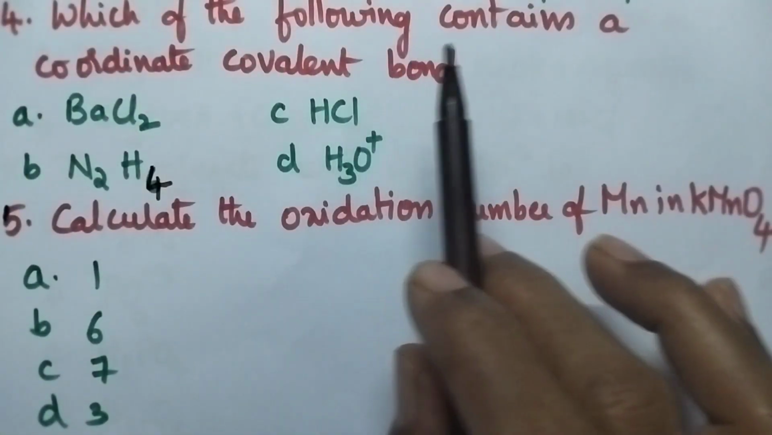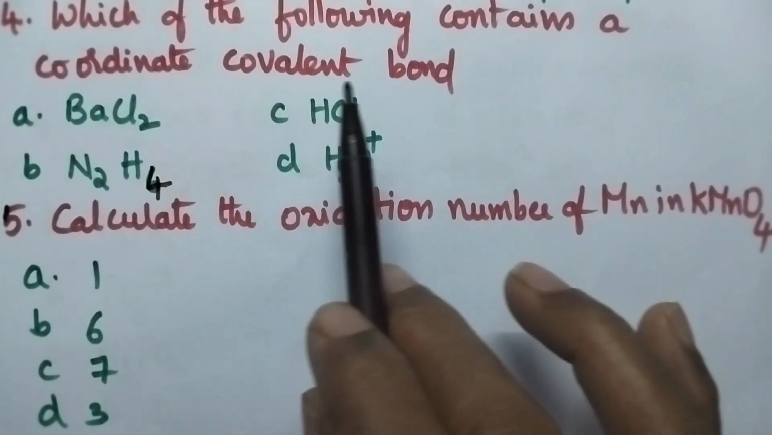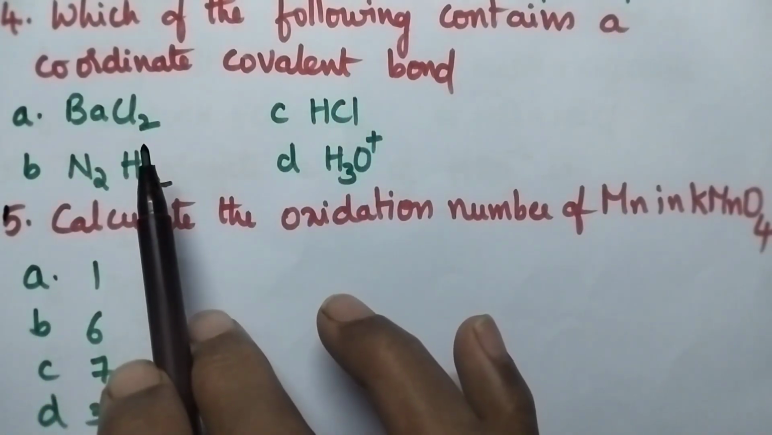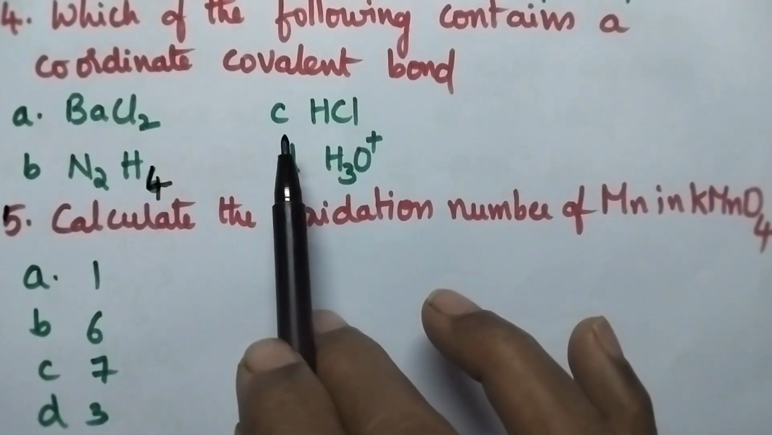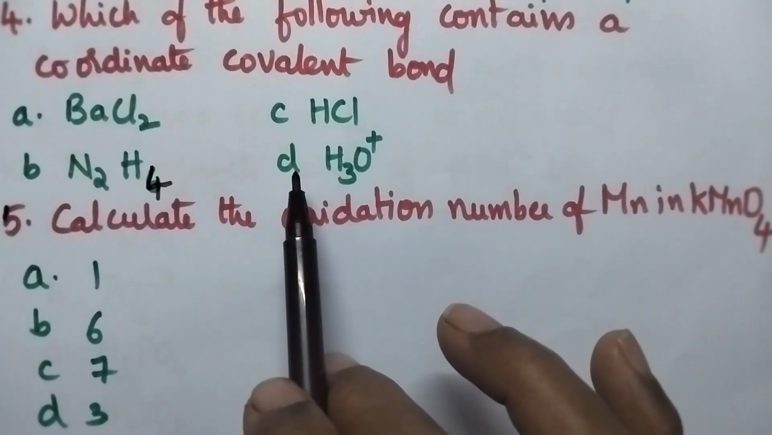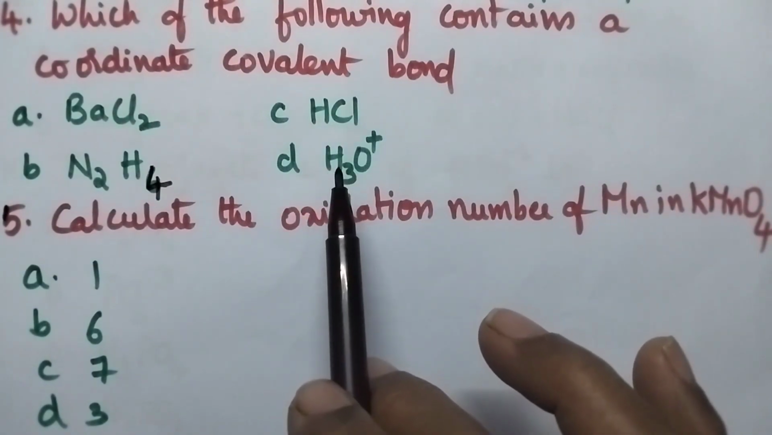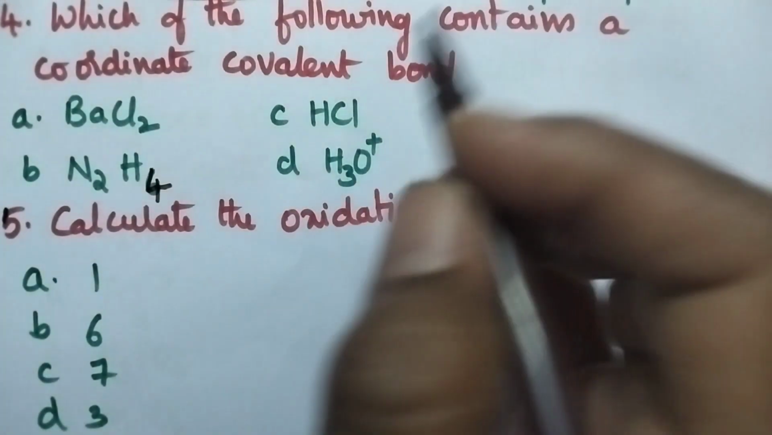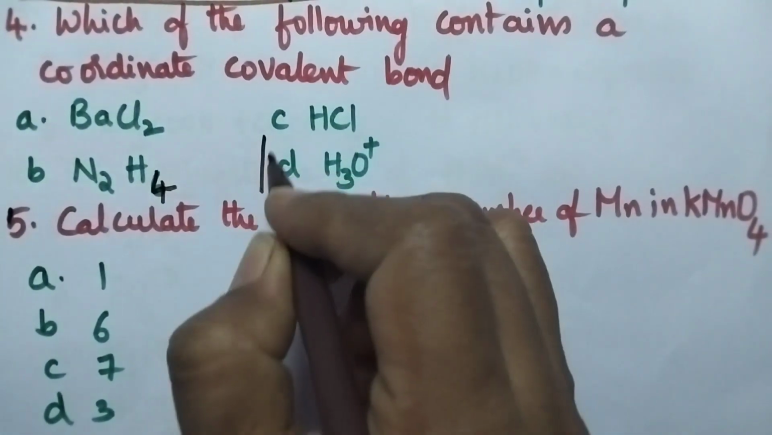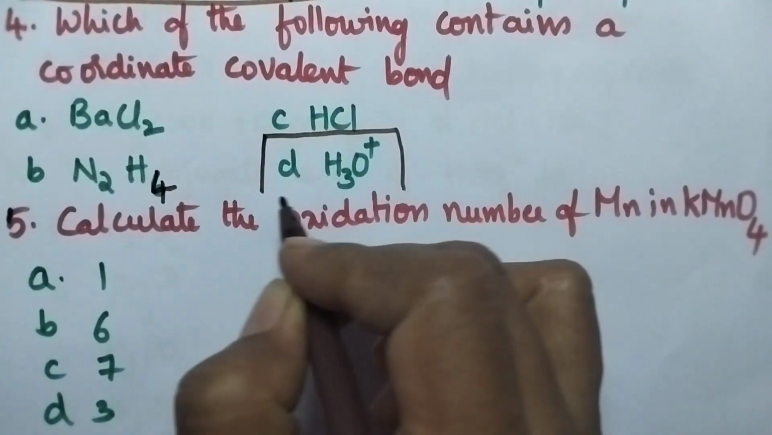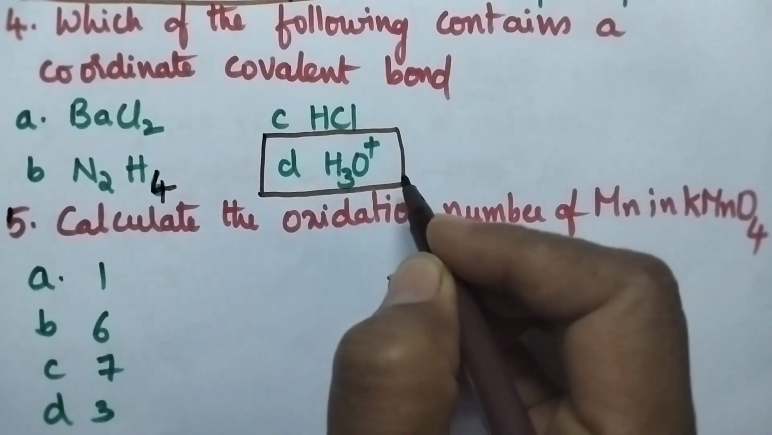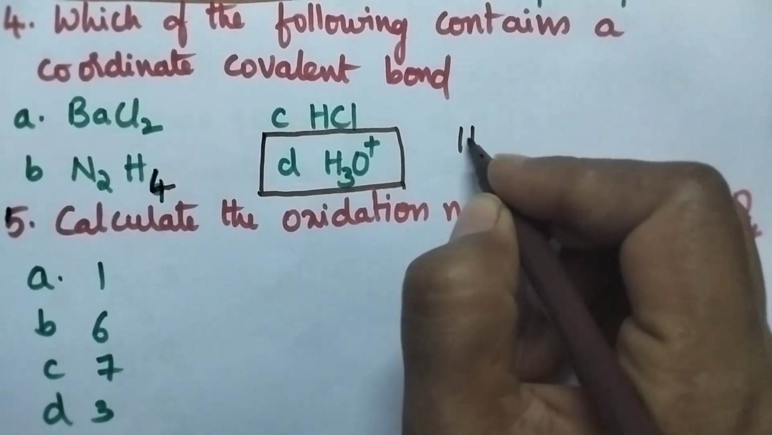So option B is the right answer. Which of the following contains a coordination covalent bond? A, barium chloride; B, hydrogen; C, hydrogen chloride; D, hydronium ion. Option D is the right answer. Hydronium ion contains coordination covalent bond.